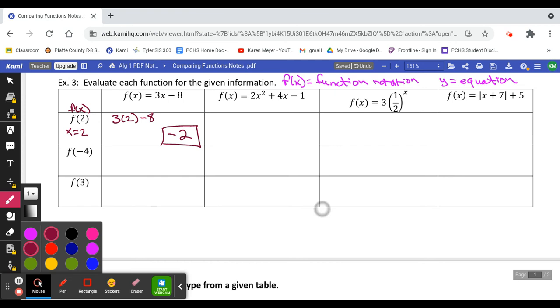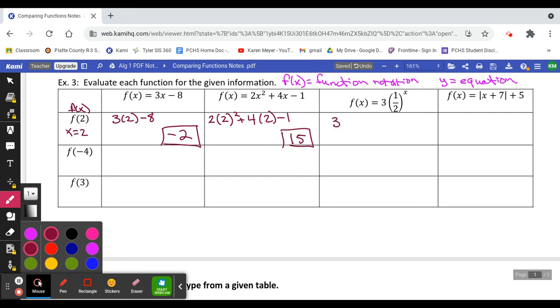Going across. Plug in 2 for each x. This one has 2 x's in the function, so make sure you plug 2 in for each one. And then pull out your calculator and type it in exactly how it looks with parentheses and all. And you should come up with 15.